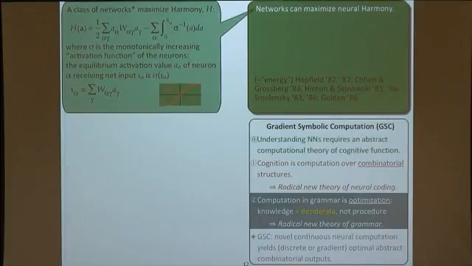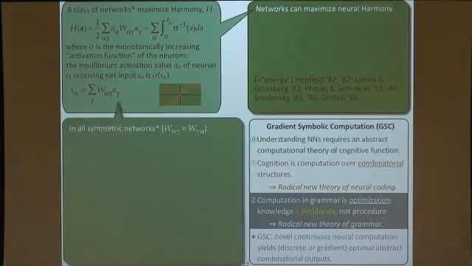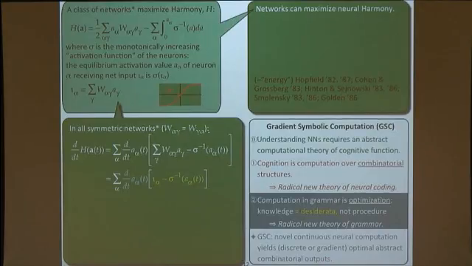Typically, it would look like this. This iota here is the net input to a unit. It's the sum of the activations of all the other units weighted by the strength of their connection to the given unit alpha. So the net input iota is filtered through a function sigma to produce a final output. And if we first stipulate that the network must have symmetric connections, so the strength of the connection to alpha from gamma is the same as the connection to gamma from alpha, and we take the derivative of this expression, we get this.